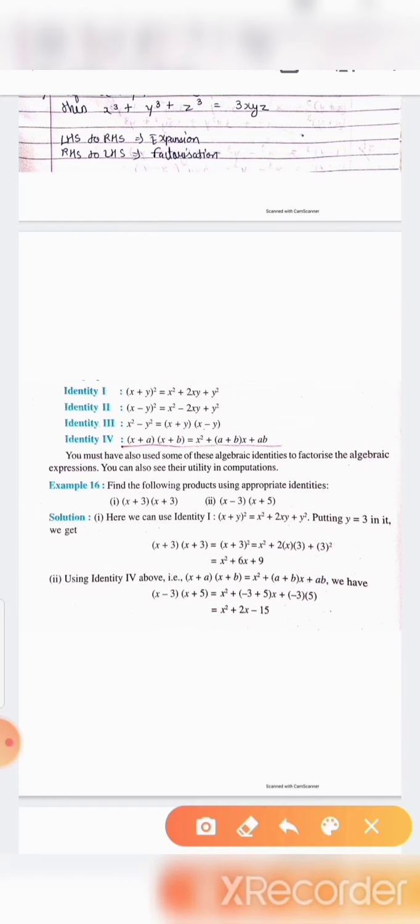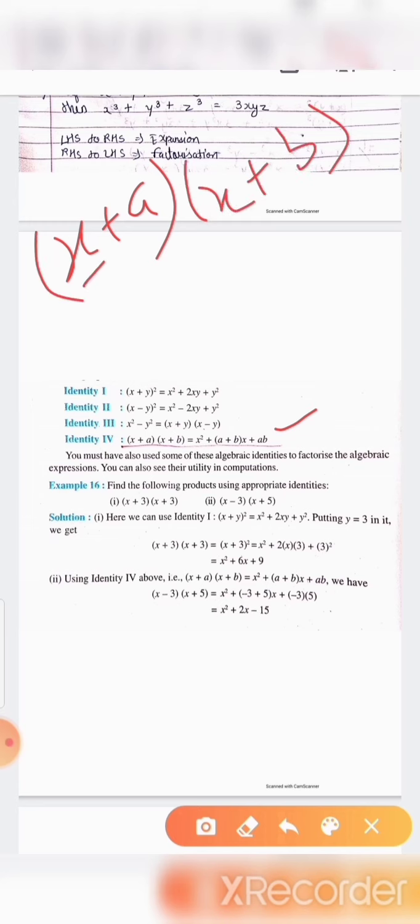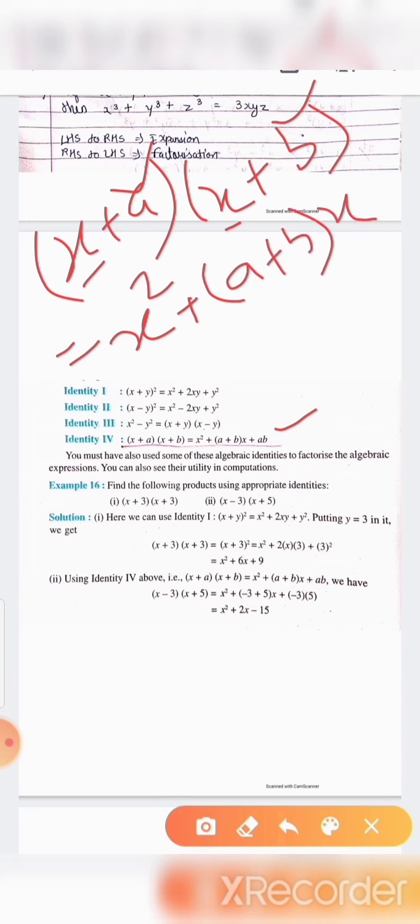And last, the fourth identity, (x plus a) into (x plus b). When the first variable is the same and the other two numbers are different, then we use the identity x square plus (a plus b) common x plus a into b. These 4 identities we studied in our 8th standard. So now we start to use them in our examples, and in this standard we will study other identities.